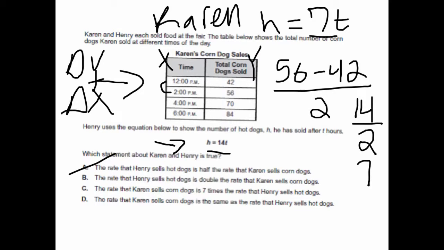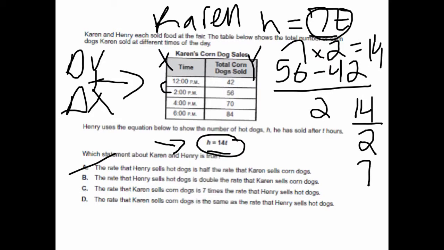The rate that Henry sells hot dogs is double the rate that Karen sells corn dogs. All right, let's see if that's true. That means that the number of hot dogs that Henry sells has to be double the amount that Karen sells. Well, if I do 7 times 2, that's going to give me 14, so this answer choice is correct. All right, let's move on to another one.